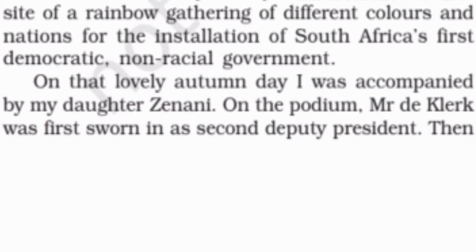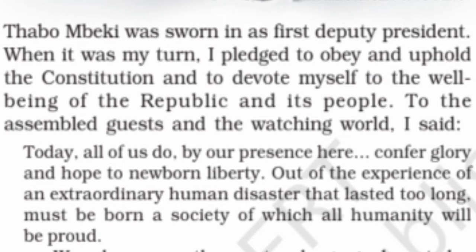"On the podium, Mr. de Klerk was first sworn in as second deputy president." Autumn, as you already know, comes between summer and winter, and South Africa is in the southern hemisphere, so in the month of May autumn comes. Here Nelson Mandela was with his daughter Janani. Then Mr. de Klerk was first sworn in as second deputy president.